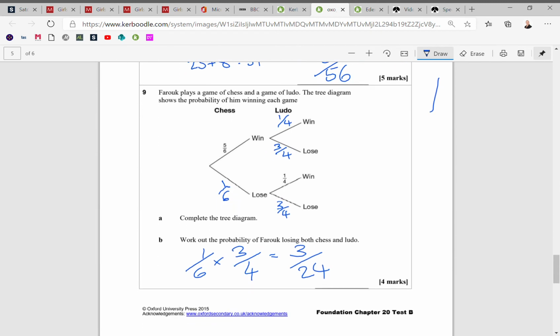Here we go. So if the probability of him winning was 5/6, probability of him losing was 1/6. If the probability of him winning Ludo was 1/4, the probability of him losing Ludo was 3/4, and it's going to be the same up here because whether he wins or loses at chess doesn't affect how he's going to perform in Ludo. Then work out the probability that he loses both, so that's lose and lose when we go across and multiply.